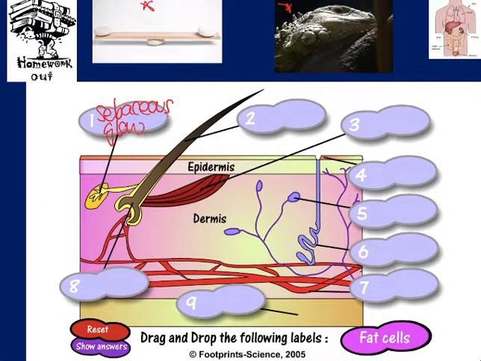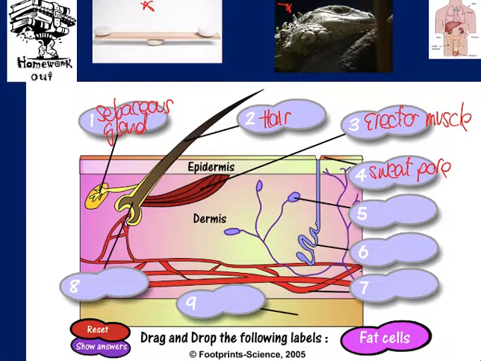So 1 is your sebaceous gland, 2 is a hair, 3 is an erector muscle, makes your hair move up and down, 4 is a sweat pore, 5 and 7 are both receptors. Because 5 is further down, it is a temperature receptor, which makes 7 a sense receptor.